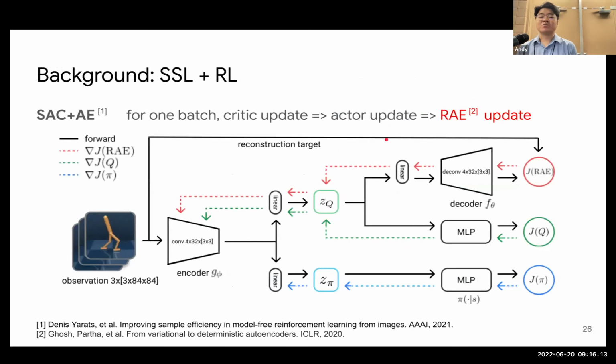And then there was previous work trying to combine self-supervised learning plus reinforcement learning. This was a simple combination of soft actor critic plus autoencoder. Although it looks complicated, part of it is just soft actor critic training, like this part. And part of it, if you just look at the red arrow, is just the autoencoder training. So they were trying to put everything together and jointly optimize different types of losses. And they show that it benefits.